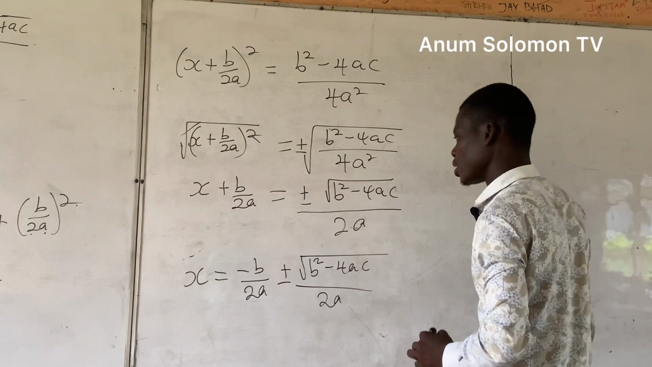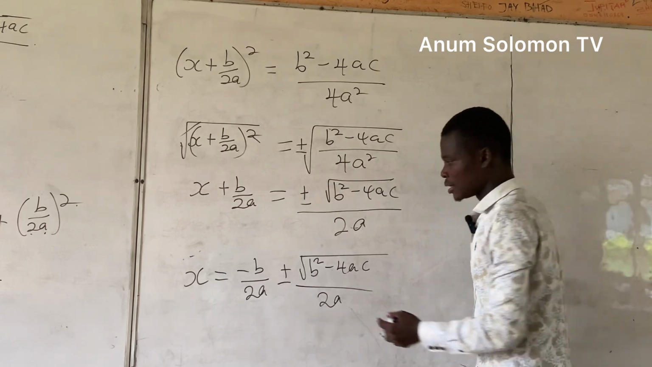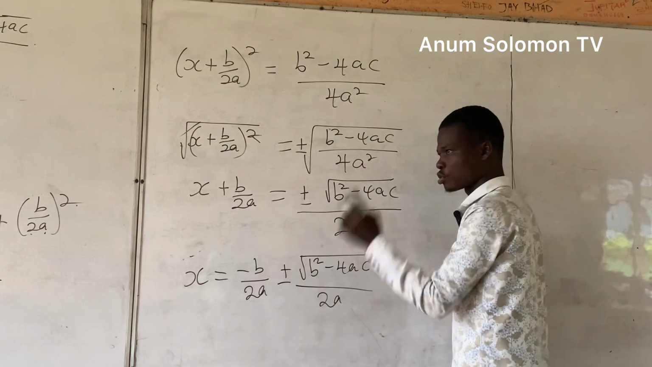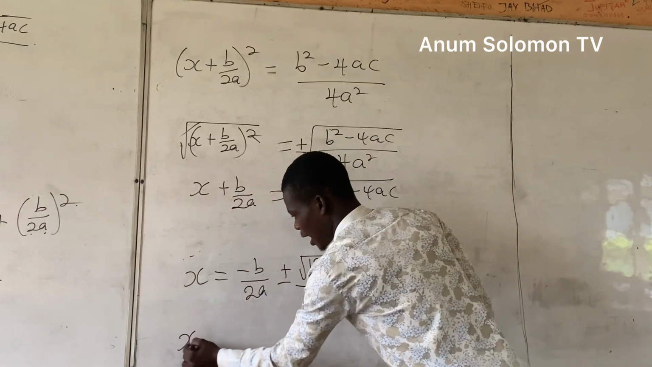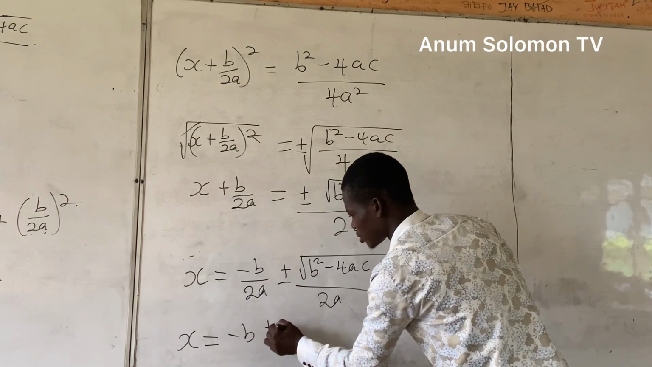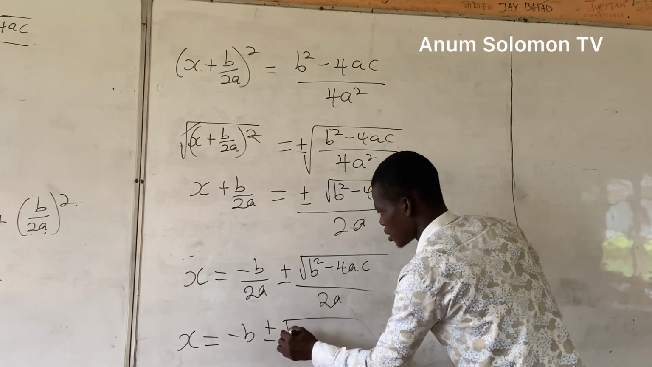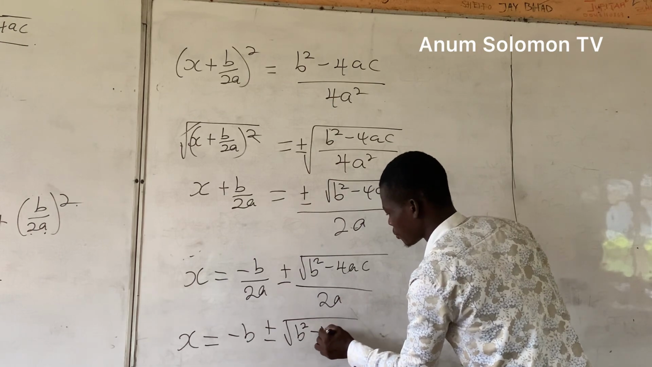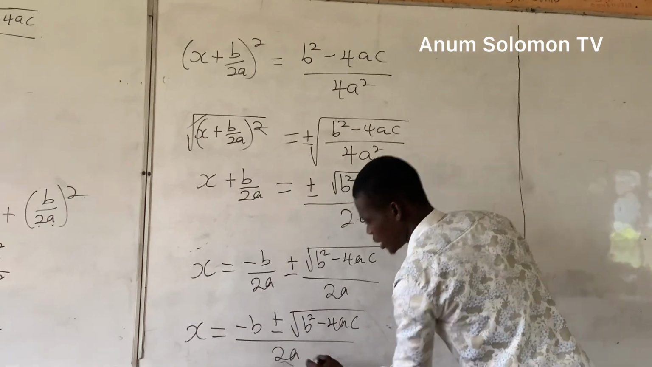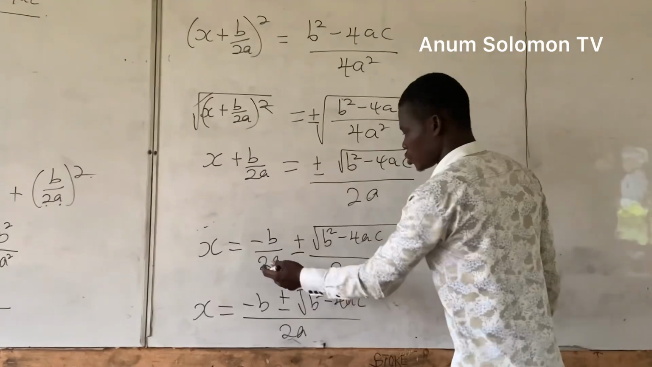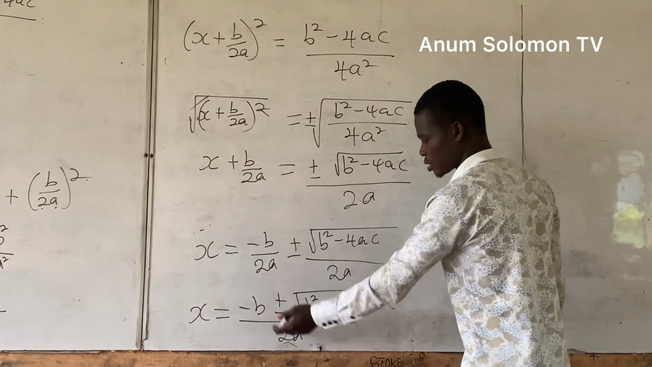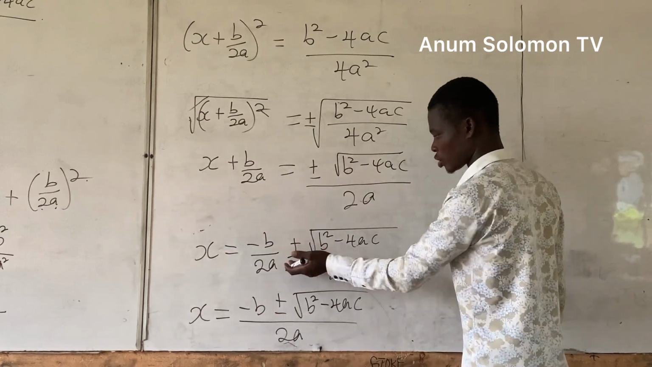We can clearly see that these two fractions are sharing one common denominator, 2a. So you can choose one denominator as we have minus b plus or minus the root of b squared minus 4ac all over 2a, meaning 2a is the common denominator for these two fractions. So we choose one denominator and add or subtract the numerators.